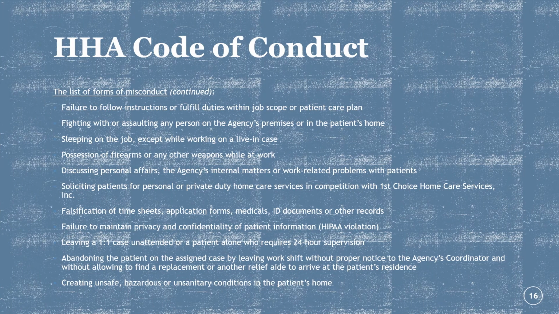The list of forms of misconduct continued. Failure to follow instructions or fulfill duties within job scope or patient care plan. Fighting with or assaulting any person on the agency's premises or in the patient's home. Sleeping on the job, except while working on a live-in case. Possession of firearms or any other weapons while at work.